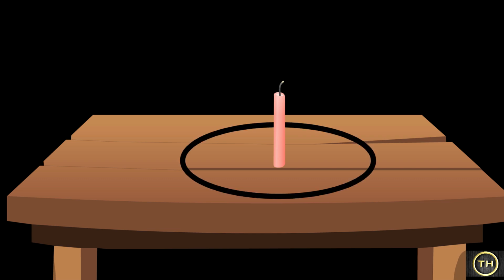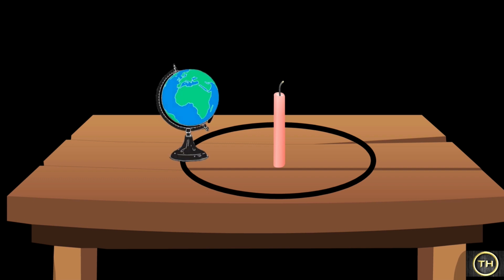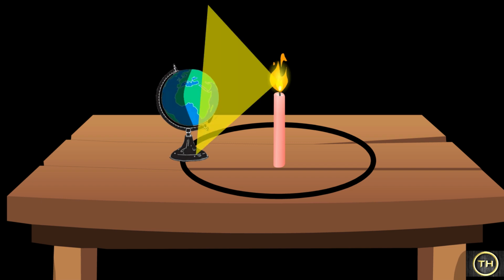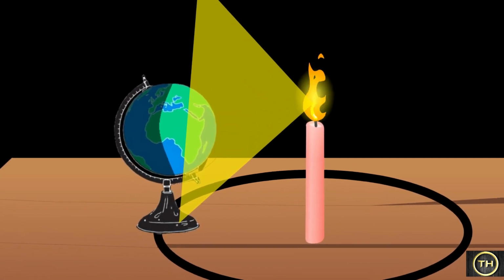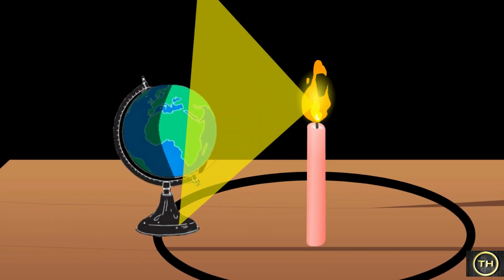Stand a candle in the middle of a large table. Draw a big circle around the candle. Place a globe at any point on this circle. Light the candle. See that it is dark in the room. Suppose that the candle is the sun. Observe which part of the globe gets the sun's light and which one does not.